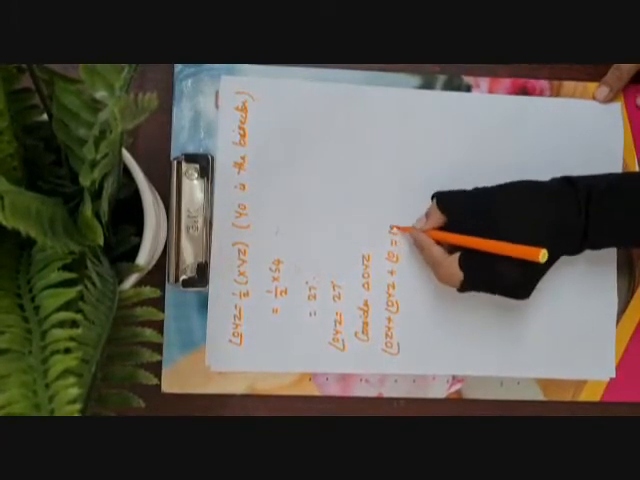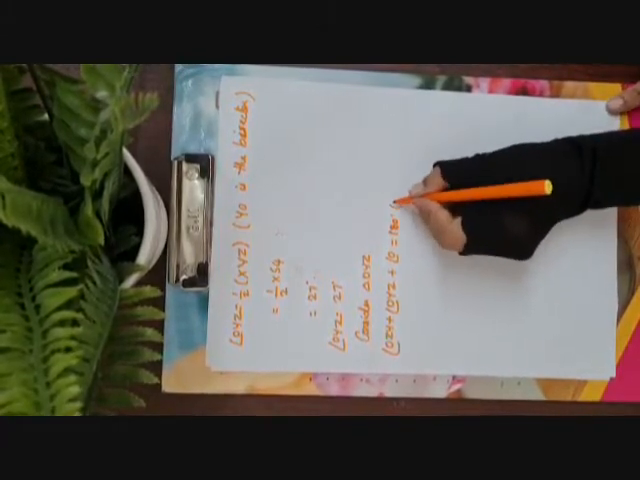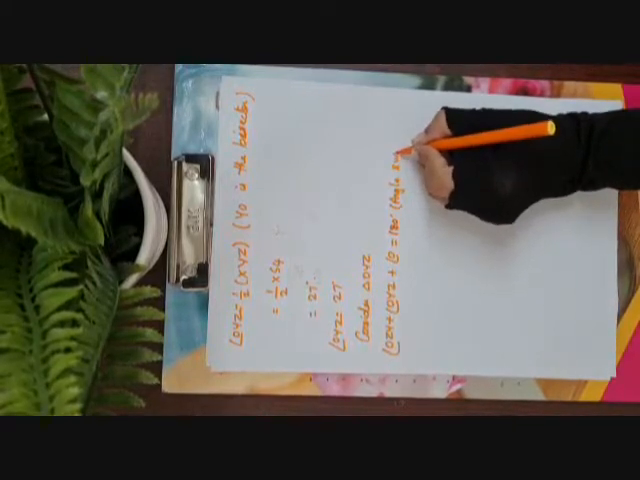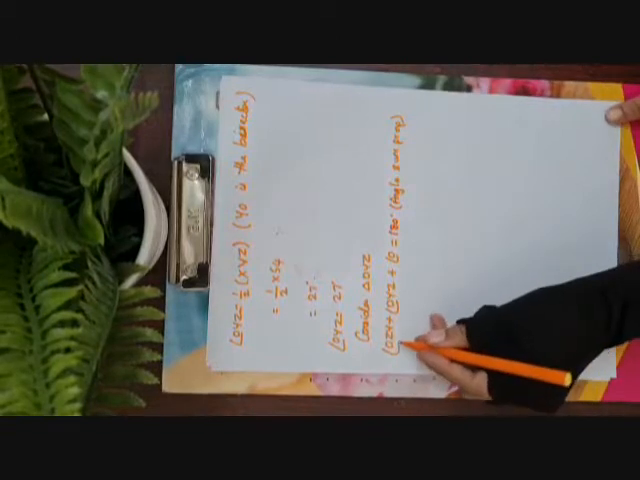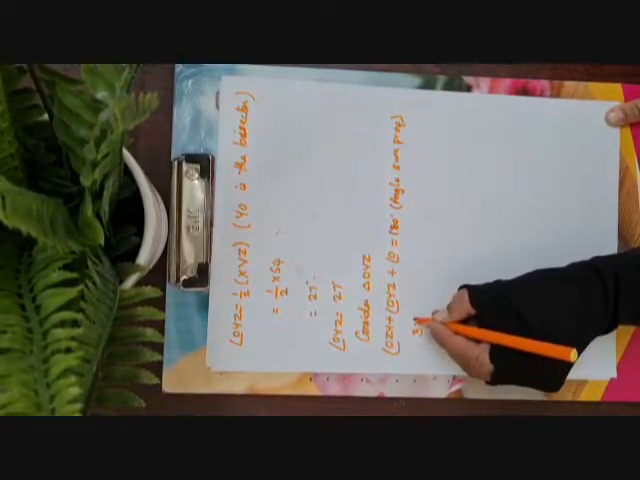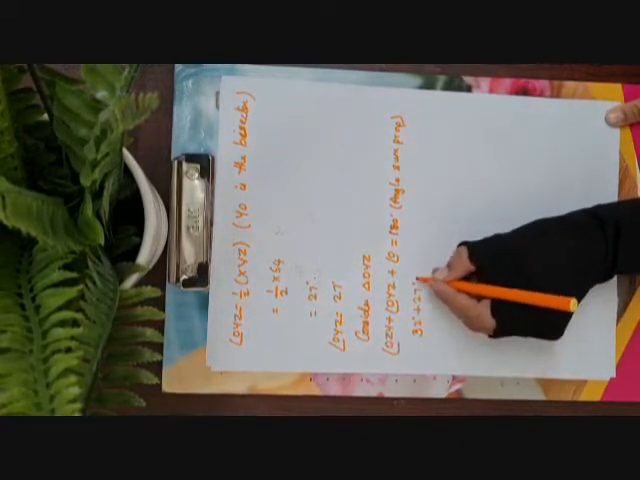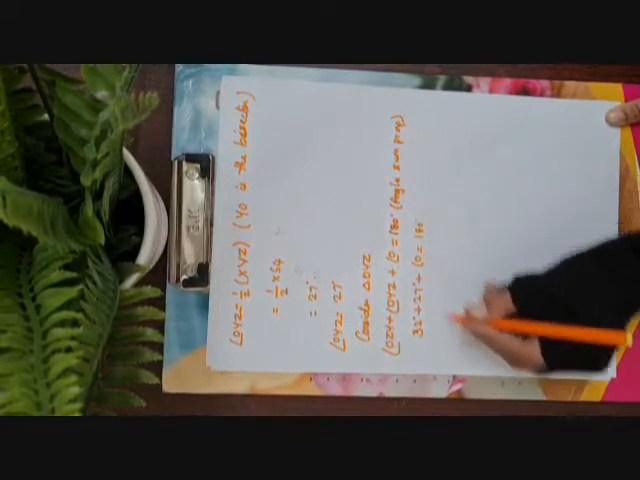equals to 180 degrees. Okay, why are we saying this? Because of angle sum property. The sum of the angles in a triangle is 180 degrees. Okay children. So now we have angle OZY is 32 degrees. Angle OYZ is 27 degrees. And angle O we have to find out, that is equals to 180 degrees.